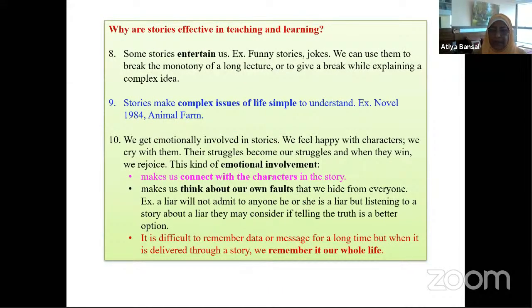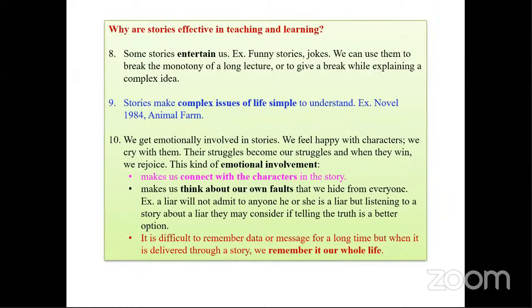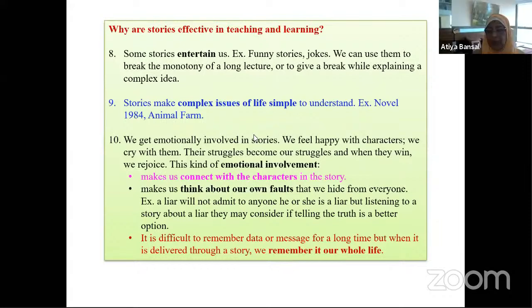Point number 8 is some stories entertain us. For example, funny stories or jokes. We can use them to break the monotony of a long lecture or give a break while explaining a complex idea. When there is so much tension in the class, you can just tell a funny story or a joke. It has to be very short, because if you tell a long story, you'll go too far away from your main lesson and you'll find it difficult to come back.